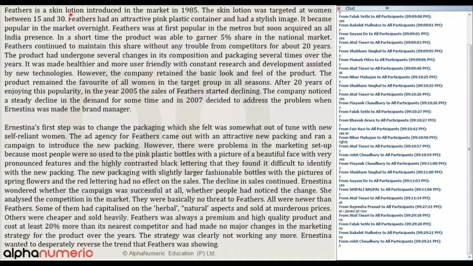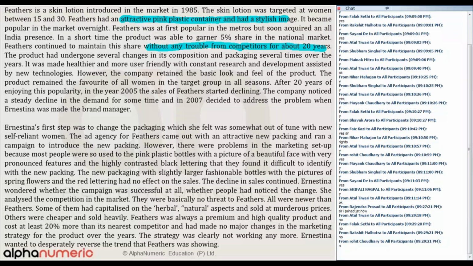Feathers is a skin lotion introduced in the market in 1985. The skin lotion was targeted at women between 15 and 30. Feathers had an attractive pink plastic container and had a stylish image. It became popular in the market overnight. Feathers was at first popular in the metros but soon acquired an all India presence. In a short time, the product was able to garner 5% share in the national market. Feathers continued to maintain this share without any trouble from the competitors for about 20 years.